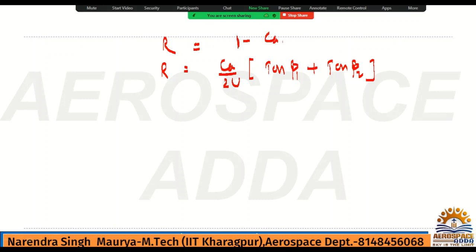minus CA by 2U (tan alpha 1 plus tan alpha 2), and this is formula number 1, this is formula number 2. One is in terms of alpha 1 and alpha 2, another is in terms of beta 1 and beta 2. All right, both are very very important formulas because the questions are asked based on both. Okay.